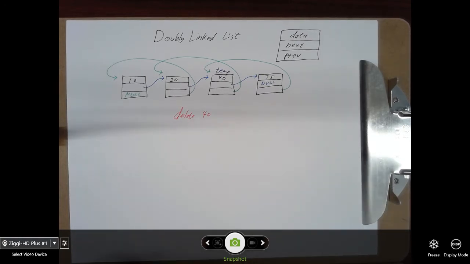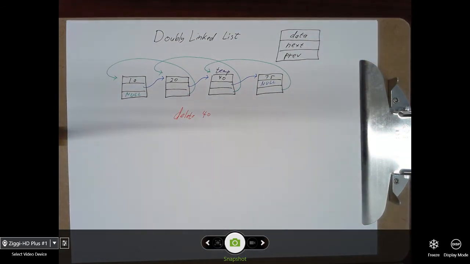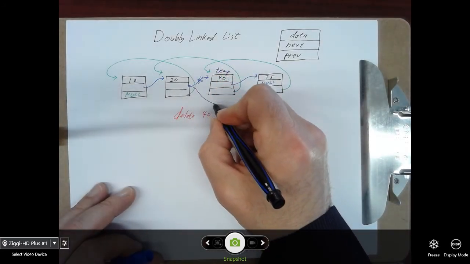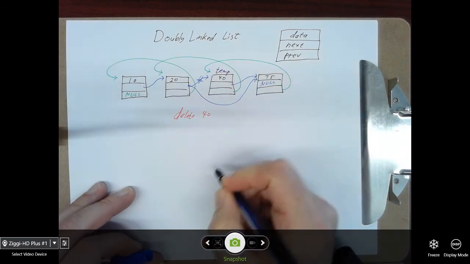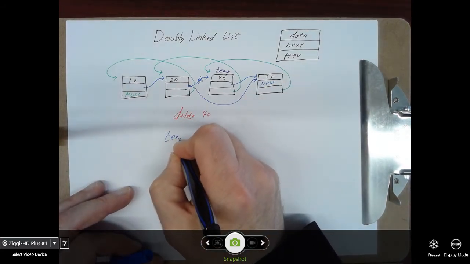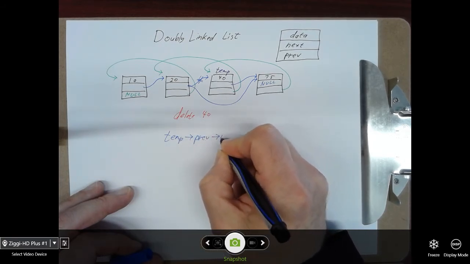You have to set the next of the previous, and then set the previous of the next. Okay, you have to set the next of the previous, and you have to set the previous of the next. So the next of the previous should skip over temp and point here. And you can do that by saying temp arrow previous, arrow next.